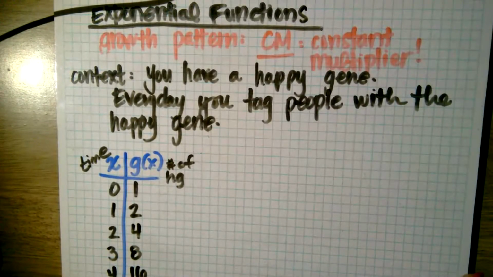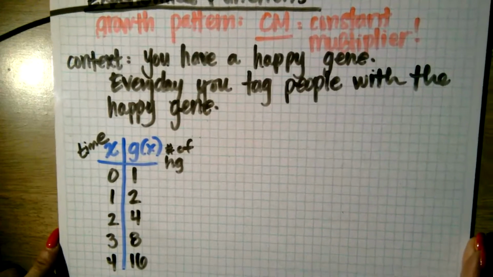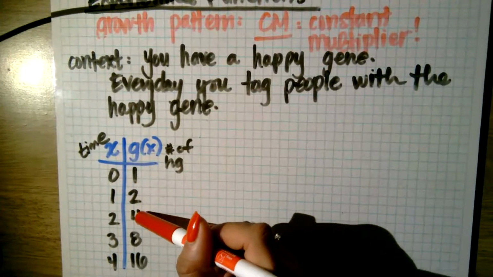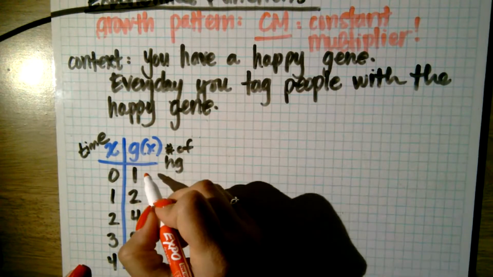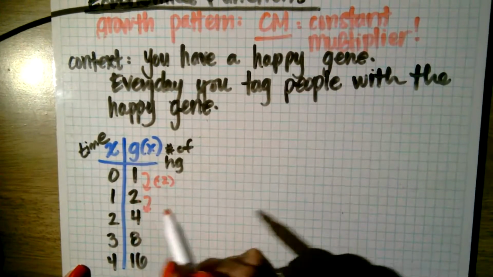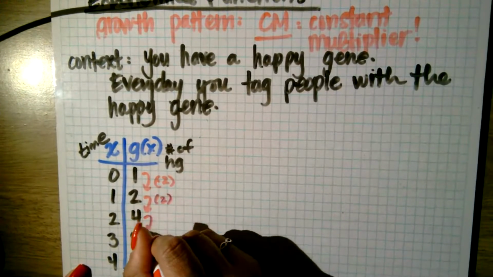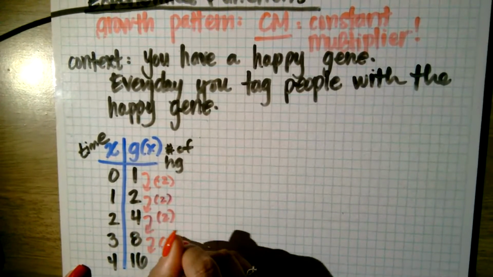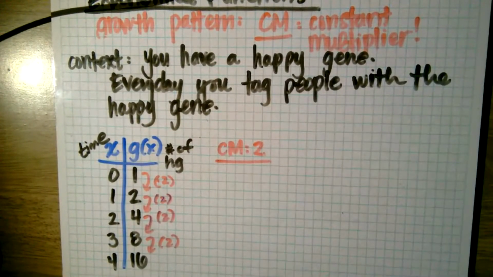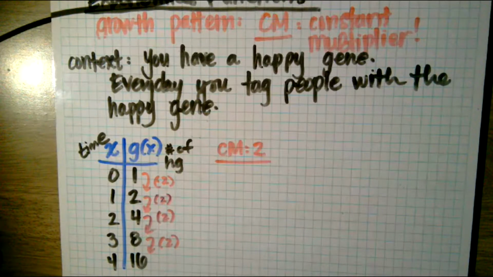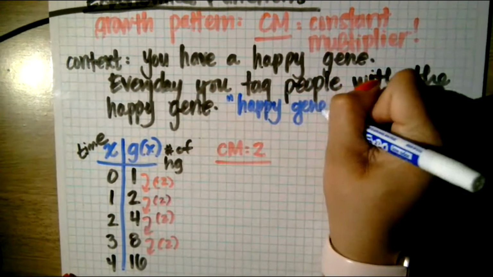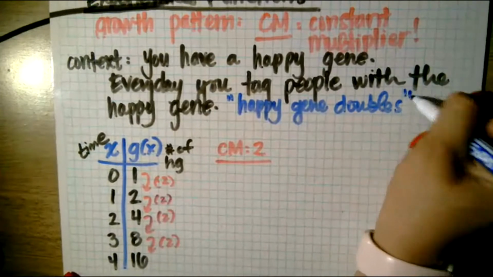So how do you think this table is behaving? Do you think it's adding by a certain amount? If it's adding by 1, then this should have been 3. So it's not adding by a constant number. It's actually multiplying. 1 times 2 is 2, 2 times 2 is 4, 4 times 2 is 8, 8 times 2 is 16, and so forth. So I recognize that I have a constant multiplier of 2. Your happy gene is actually doubling. So I'm going to put here: happy gene doubles. Cool.